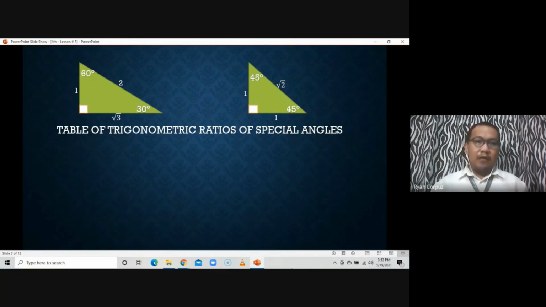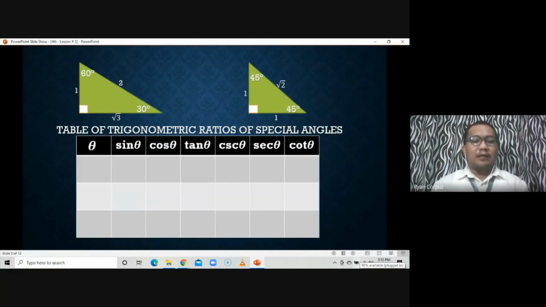We are here going to complete the table of trigonometric ratios, na tinatawag natin trigonometric ratios of special angles, with the help of these right triangles above. So ano yung makikita natin on the table of trigonometric ratios of special angles? Siyempre, makikita natin doon yung 6 trigonometric functions: the sine, cosine, tangent, cosecant, secant, and cotangent. So nakalagay dyan, sine theta, cosine theta, tangent theta, cosecant theta, secant theta, and cotangent theta.